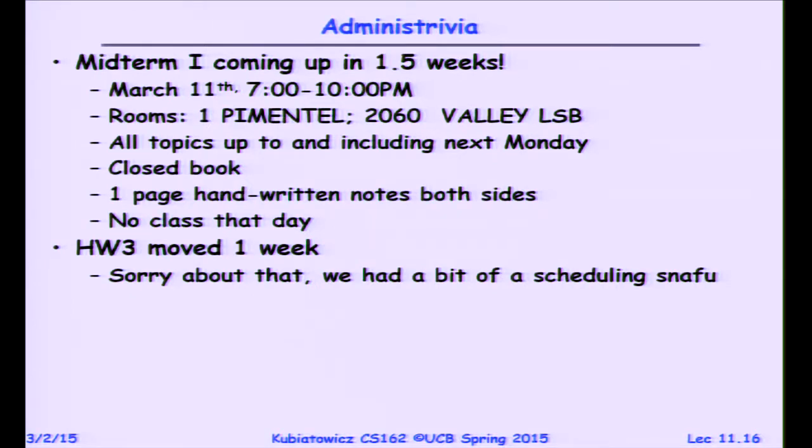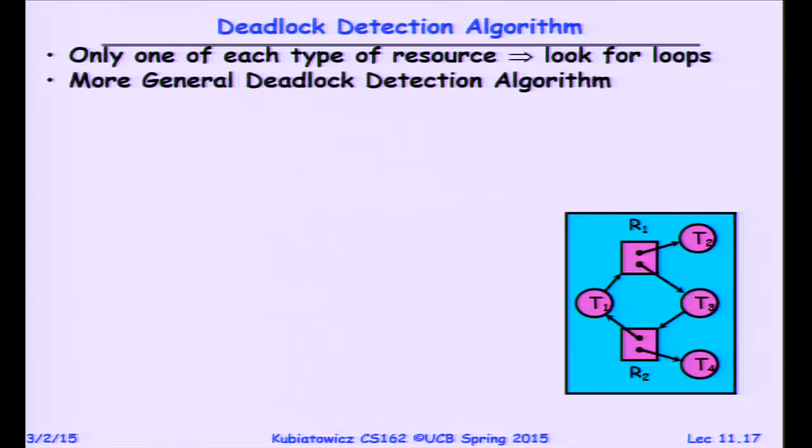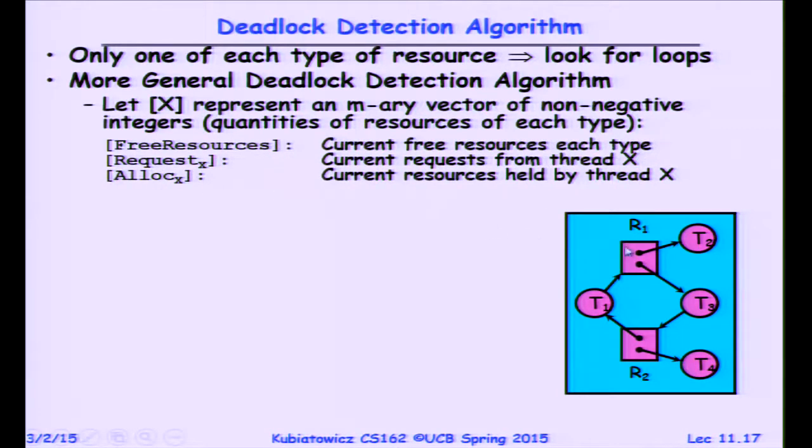No? Okay. So let's talk about deadlock detection here for a moment. With only one of each type of resource, you can look for loops. I said earlier loops are not enough, but if you only have one of each type of resource, so only squares with a single dot in it, loops are enough. But if you have something else, you need a more general deadlock detection algorithm, and I already showed you what this is. Basically we take all of our resources, R1, R2, whatever, and put them in a vector, one element per resource type, and that is the number of free resources of each type.